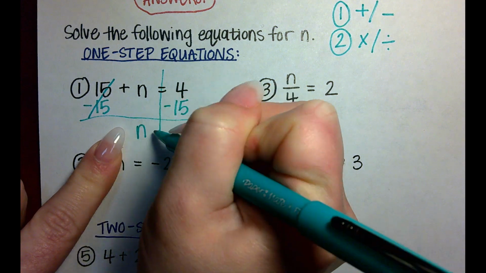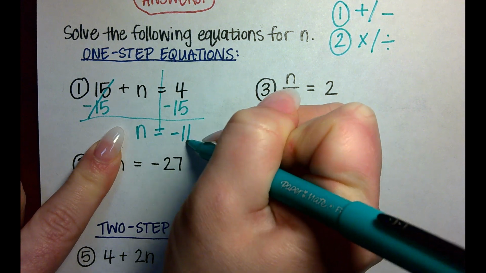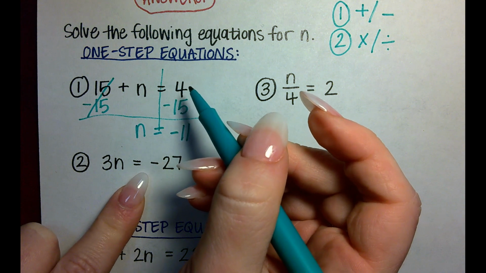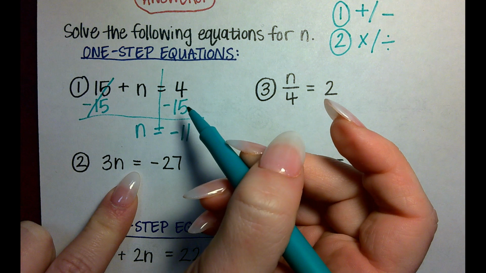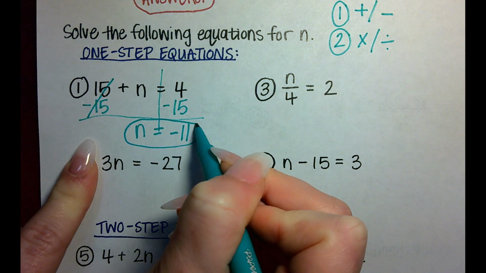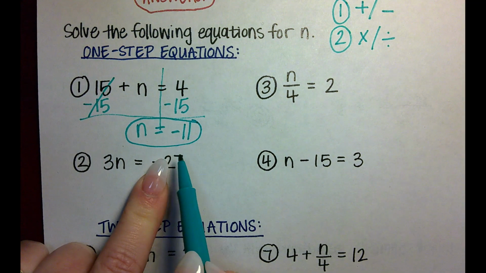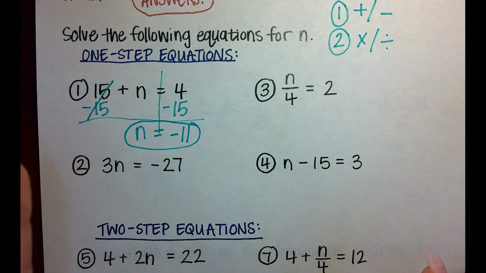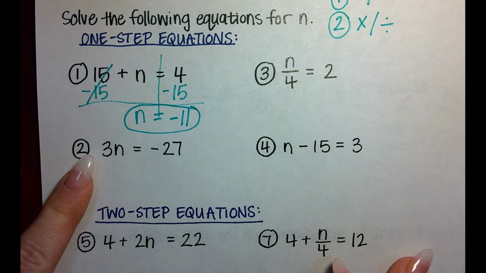N equals -11 because we are taking away more than we started with. I started with 4, I subtracted 15. So anytime we take away more than we have, we get a negative number. So n equals -11, and we circle our answer. Any questions on number 1? Okay, let's look at number 2.